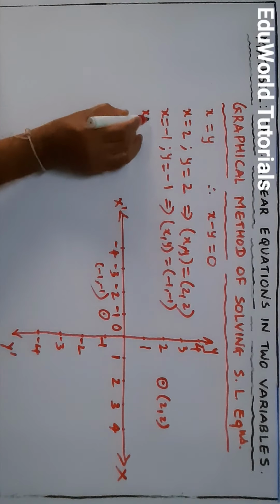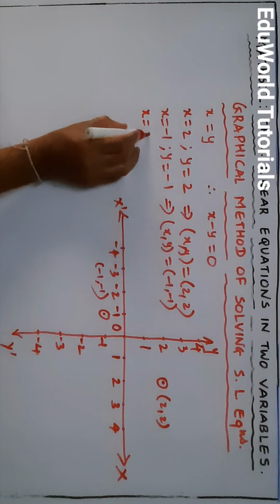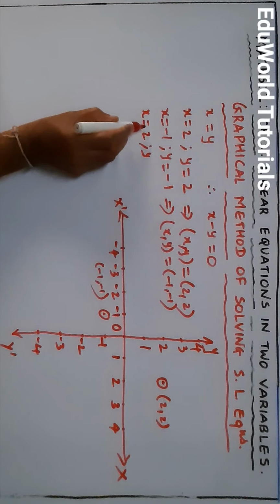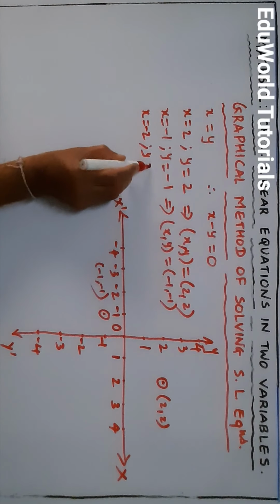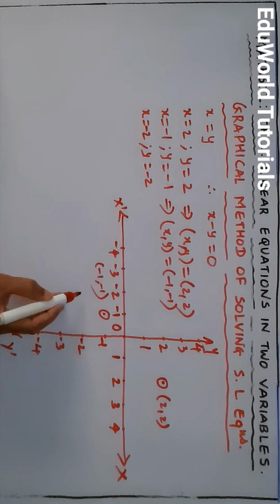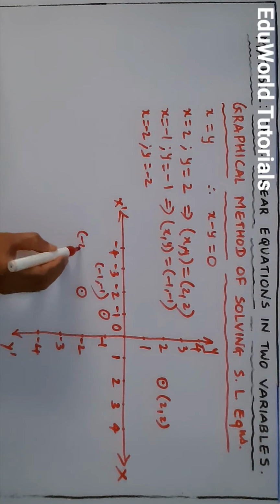Suppose x is equal to 2 and y is equal to 2, that we already did. X is equal to -2 and y is equal to -2. The point will be lying in the third quadrant again. It will be this point, (-2, -2). Okay, like this, (-2, -2).